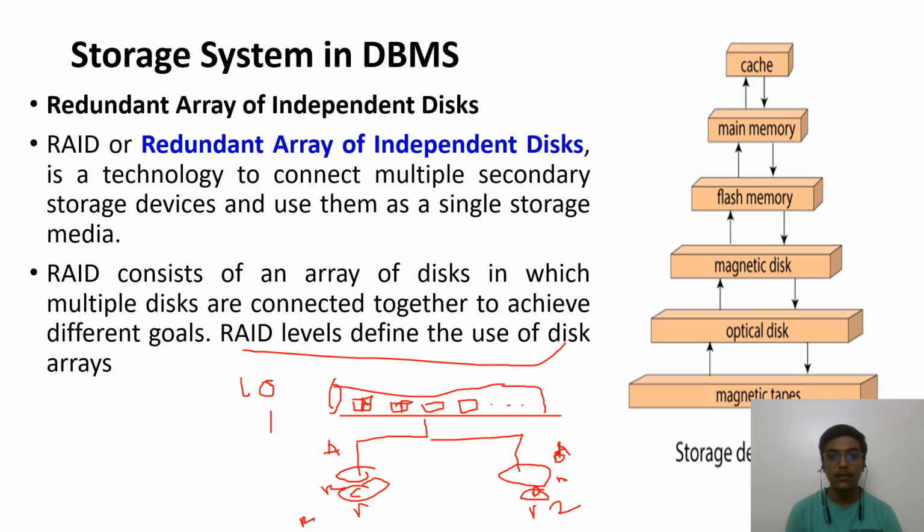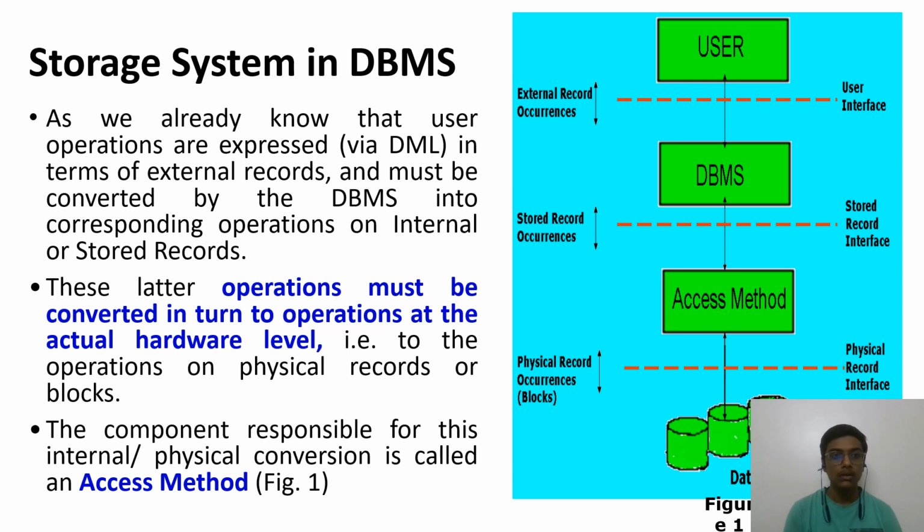So redundant array of independent disks, short form of this is RAID, is a technology to connect multiple secondary storage devices and use them as a single storage media. So what is storage system in DBMS? Here is the flowchart. First step is user, then DBMS, then access method and then data storage.